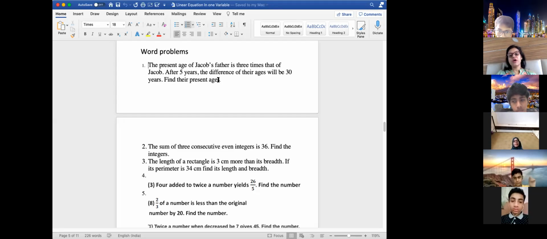So the hint is in the last line, what you have to find. Whatever you have to find, you will take it as the unknown x. Now here in the first statement, the present age of Jacob's father is 3 times that of Jacob. So whose age will you assume, Jacob's or Jacob's father's? Jacob's age, yes, because Jacob's father is 3 times that of Jacob. This is your textbook solved question only. I'm just explaining how to do it. I'll open the whiteboard.